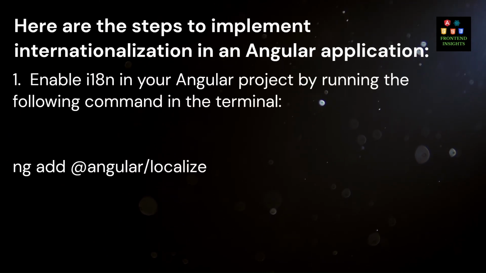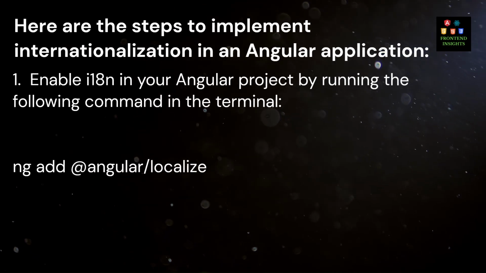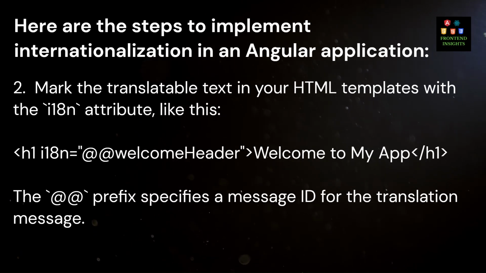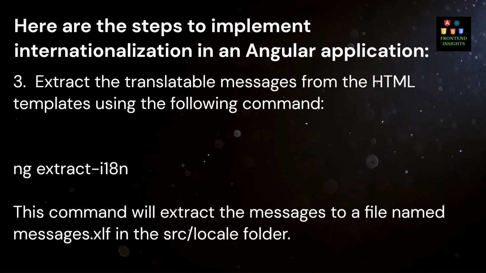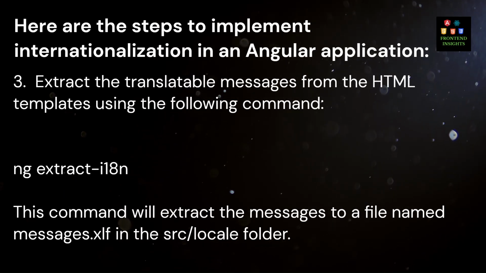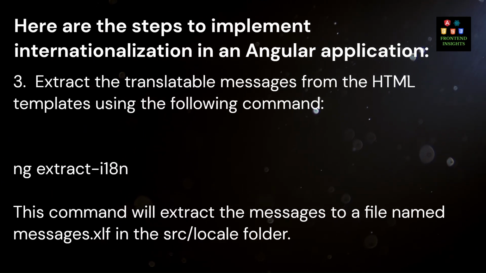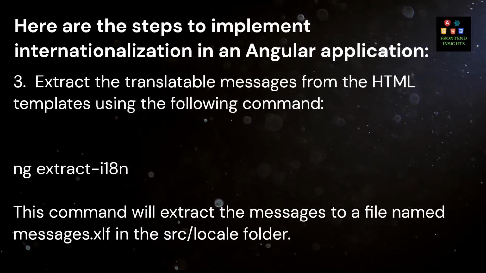First point, enable I18N in your Angular project by running the following command in the terminal. Second point, mark the translatable text in your HTML templates with the I18N attribute like this. The @ prefix specifies a message ID for the translation message. Third point, extract the translatable messages from the HTML templates using the following command. This command will extract the messages to a file named messages.xlf in the src locale folder.